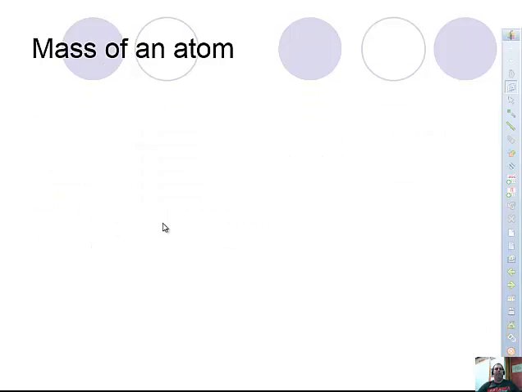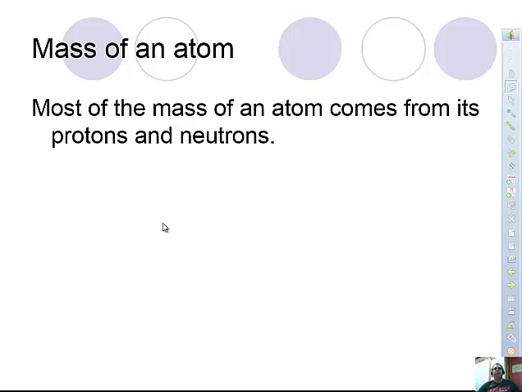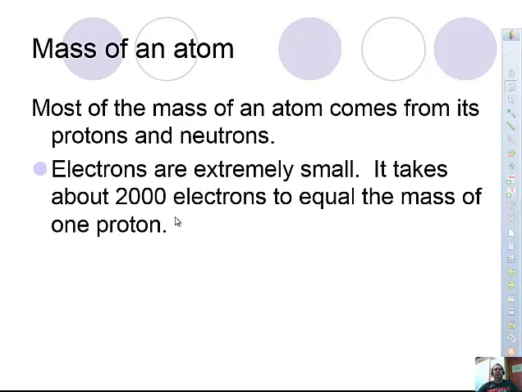If we go ahead and look at the mass of an atom, again, most of the mass of the atom, as I've already said, comes from the nucleus of an atom. And again, that nucleus has your protons and your neutrons. Electrons are extremely small. It takes about 2,000 electrons to equal the mass of 1 proton.